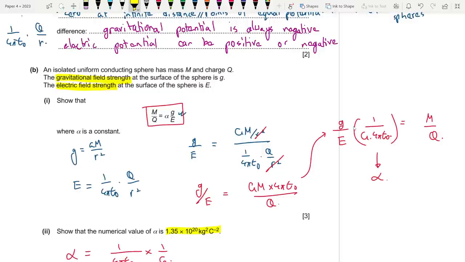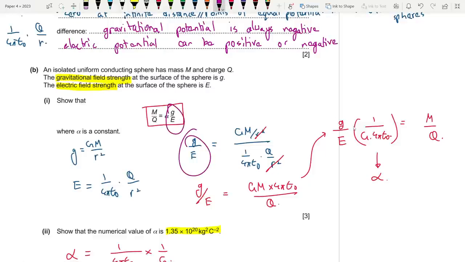So the formula for gravitational field strength is small g is equal to capital G m by r square, and electric field strength is 1 by 4 pi epsilon naught into q by r square. These are the formulas that you need to have memorized. So as you can see from this formula over here, they have solved this as a ratio of g by e. So can we just do that as well?